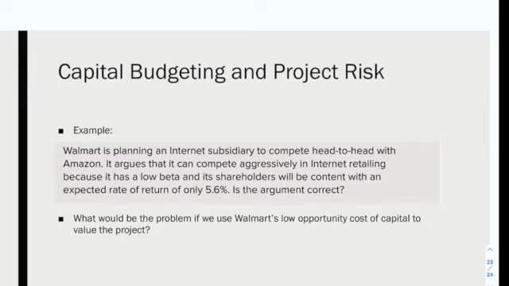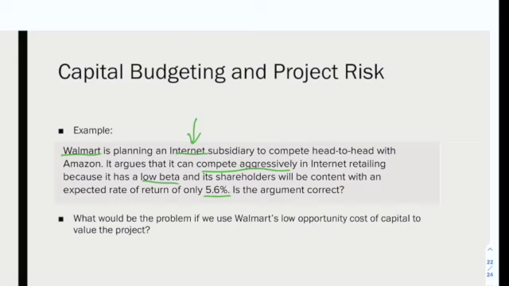Another example, suppose Walmart is planning an internet subsidiary to compete with Amazon. It says that it can compete aggressively because it has a lower beta. Walmart does have a lower beta than Amazon. And its shareholders, using the lower beta, find out that the cost of capital is only 5.6%. And Walmart is arguing that they're only going to pay 5.6% return to their equity investors in order to raise capital to invest in the internet to compete with Amazon. If you are a potential investor in Walmart, are you going to be satisfied? Are you going to be happy?